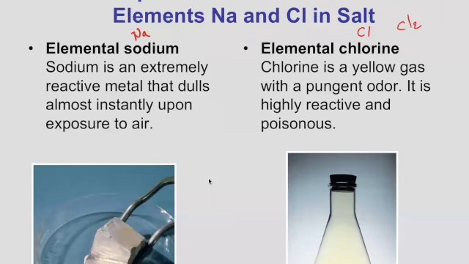Sodium by itself is very dangerous because it likes to get rid of one electron, meaning it becomes a cation. Very reactive when you expose it to air. Chlorine, on the other hand, is this toxic gas, this yellow gas, and is very poisonous. So individually, both of them are dangerous.